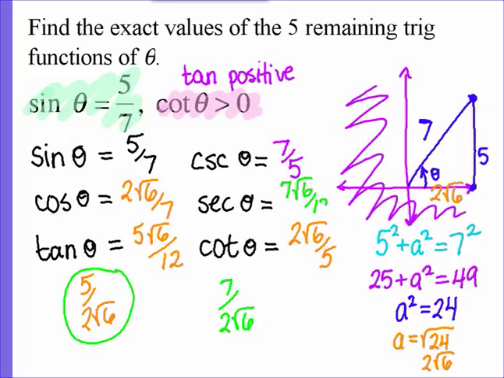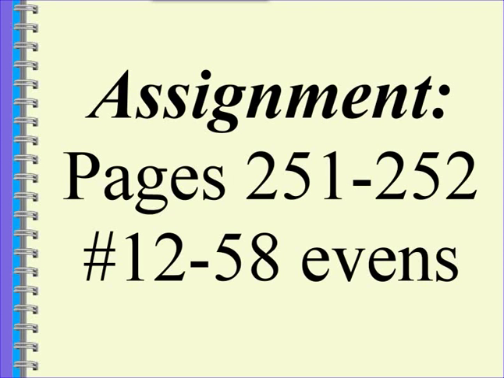Good. So there you go. So we've got exact values of single functions, and we've got these exact values. So what you need to do is finish 12 through 58, the evens.